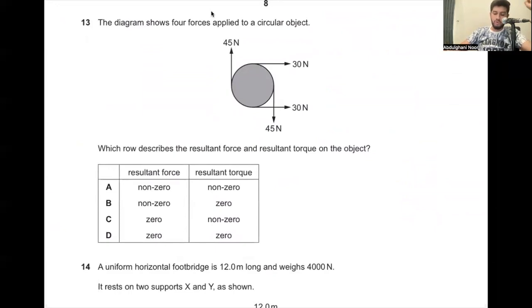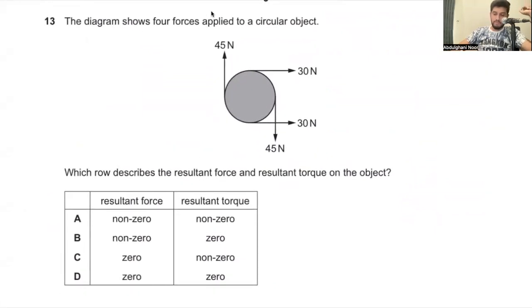The diagram shows 4 forces applied to a circular object. Which row describes the resultant force and the resultant torque on the object? Now, when you talk about the resultant force first, upward force कितनी है 45. What is the downward force? The downward force is 45. Vertically तो no net force. Horizontally right की तरफ force कितनी है 60 newtons. Left की तरफ force कितनी है 0 newtons. So there is a resultant force. There is a 60 Newton force to the right. So the resultant force I know is non-zero, either A or B.